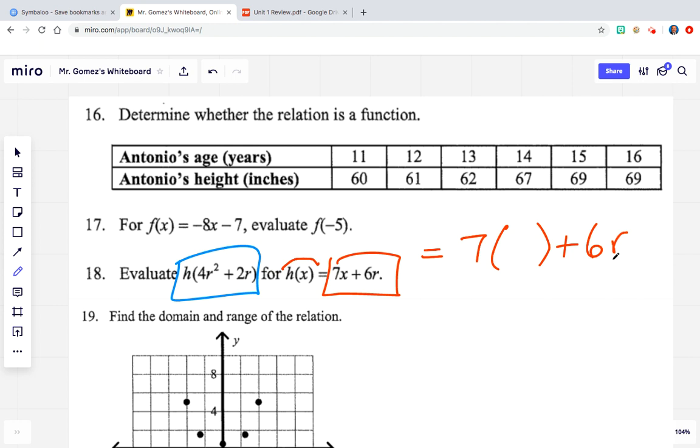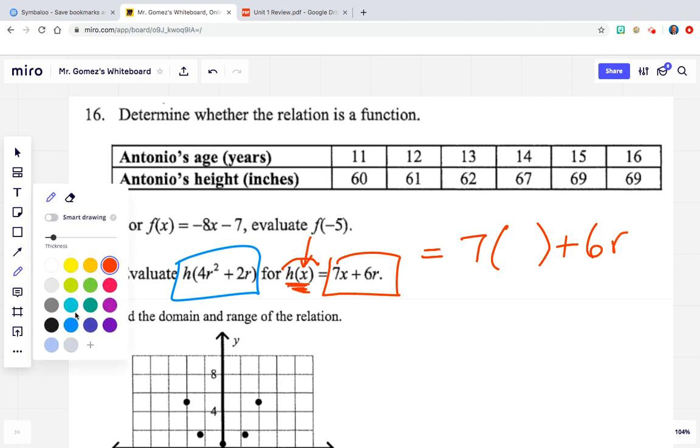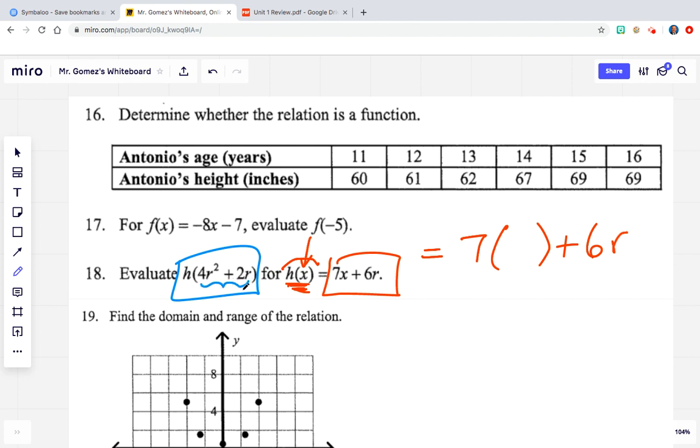I didn't put parentheses where r was at because the input variable is x, and that's how it's defined in function notation right here. So now, this is h of x, and we're looking for h of all of this stuff right here. So we're going to put where x goes 4r squared plus 2r, and then we're going to simplify by distributing this 7 onto these two terms. And 7 times 4 would be 28r squared, and then 7 times 2 would be 14r. And then we still have this 6r in the original equation that we're going to basically just bring down and end up simplifying, so that you have 14 plus 6 is 20r. Those are combining like terms.